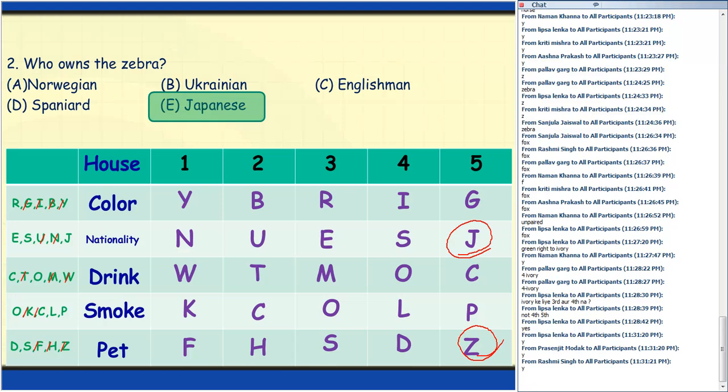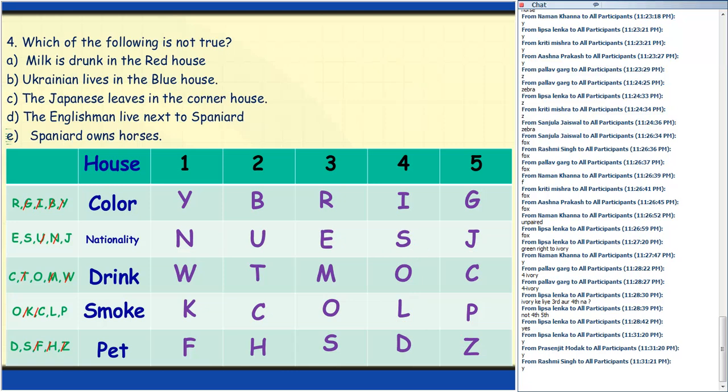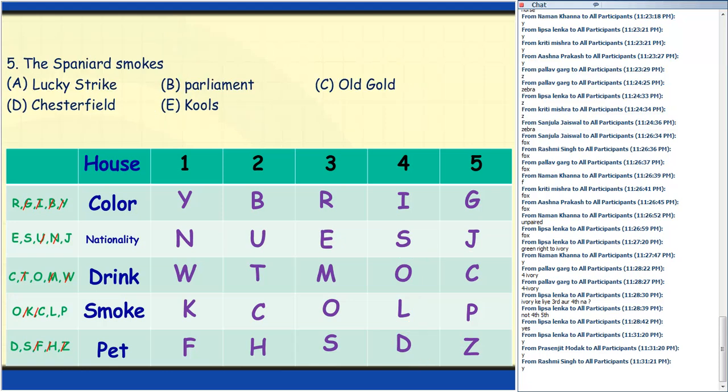Question number 3. Who smokes Lucky Strike? So Lucky Strike is this one. Spaniard owns Lucky Strike. And question number 4. Which of the following is not true? The answer is option E. Spaniard owns the horses. No, Spaniard owns a dog. अच्छा ये तो वैसे ही सॉल्व हो जाता, गिवन ही था ये, द स्पैनियर्ड स्मोक्स व्हाट, दैट इज लकी स्ट्राइक. So that's a complete table now. So I hope that this is clear.